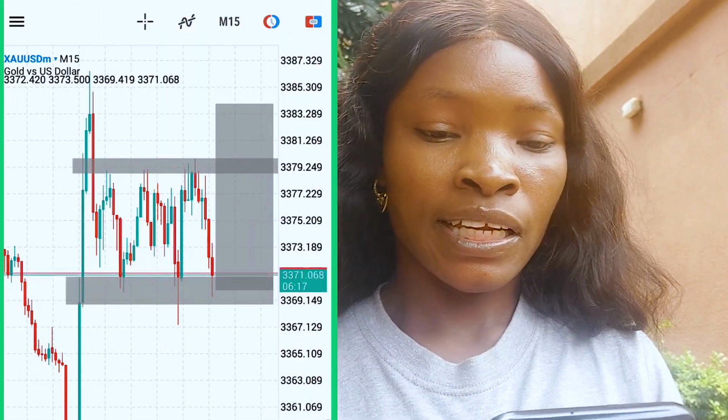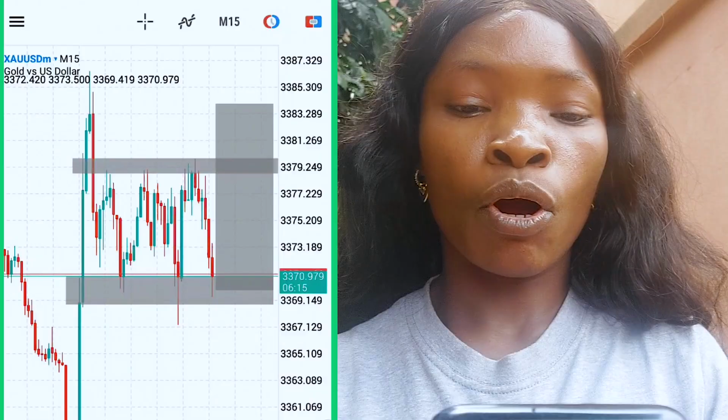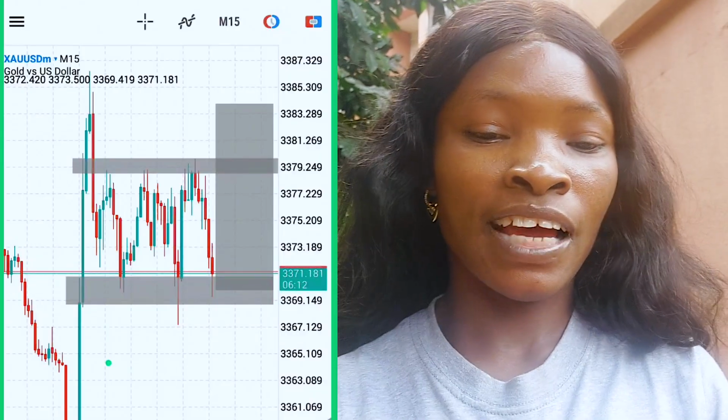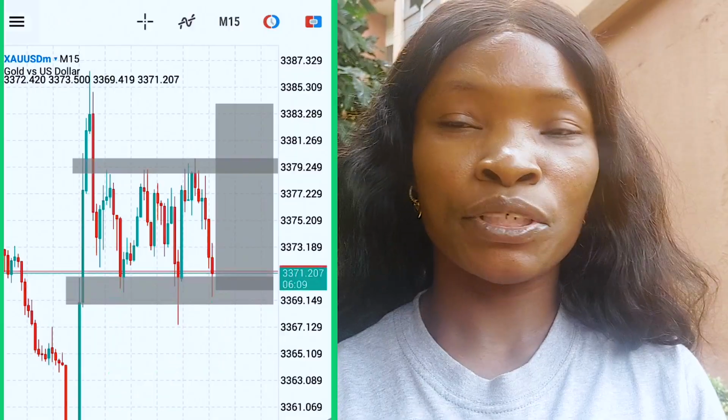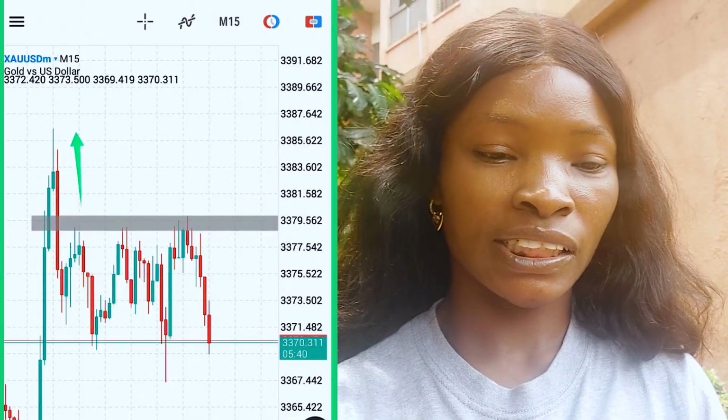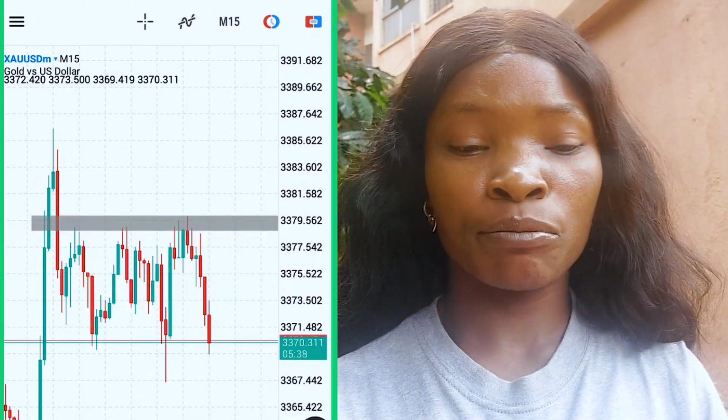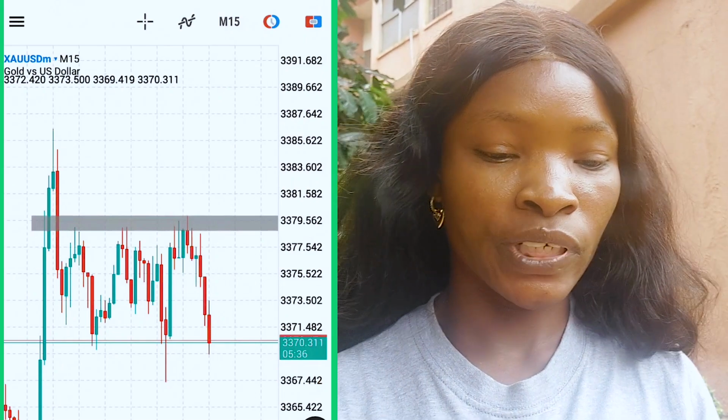If you see here, there is one thing that is common in this resistance zone. You see right here, this is a pin bar in these three places. Pay attention to the chart. And now remember, this is the 15 minutes time frame XAU USD.